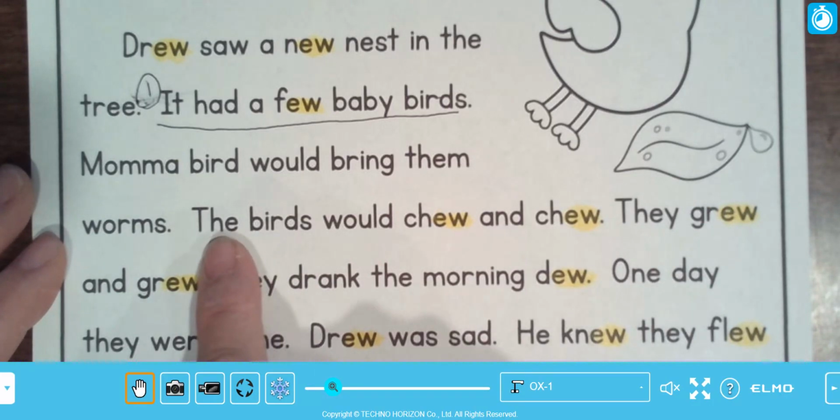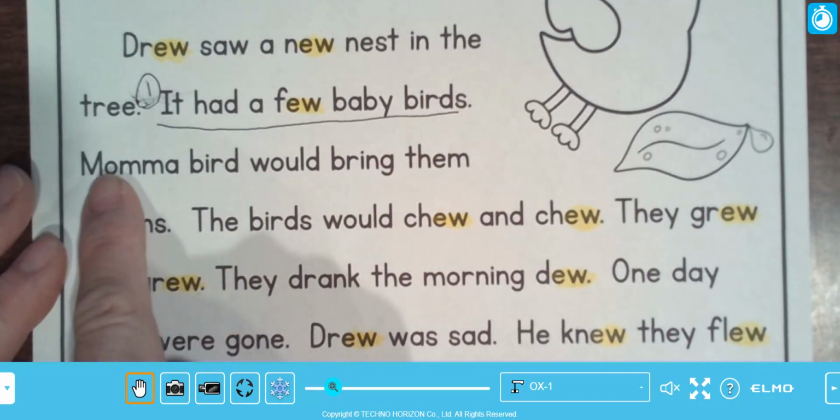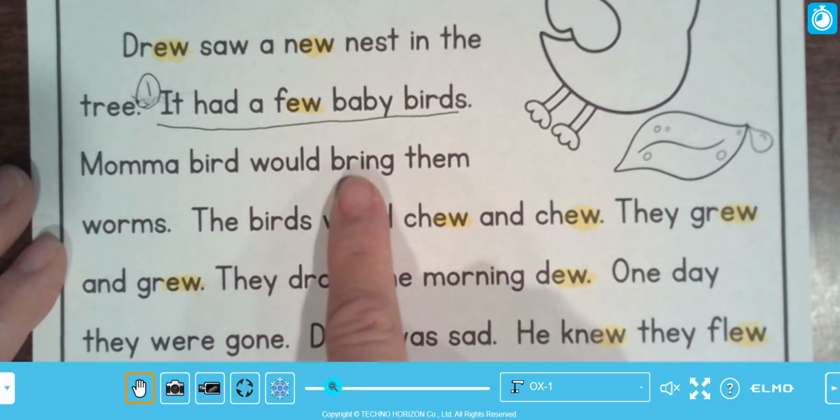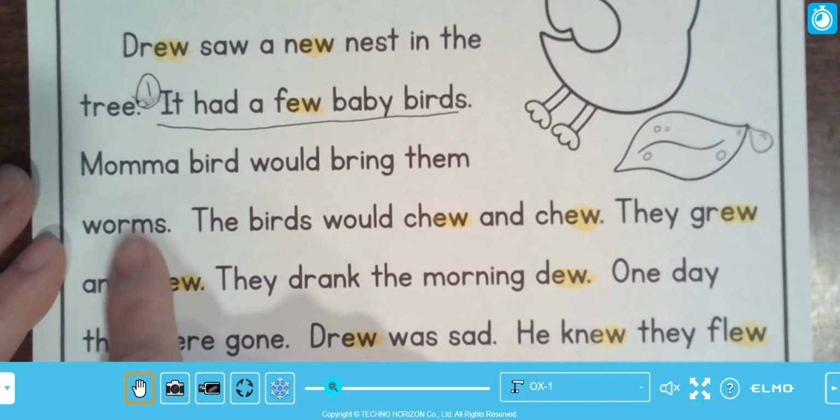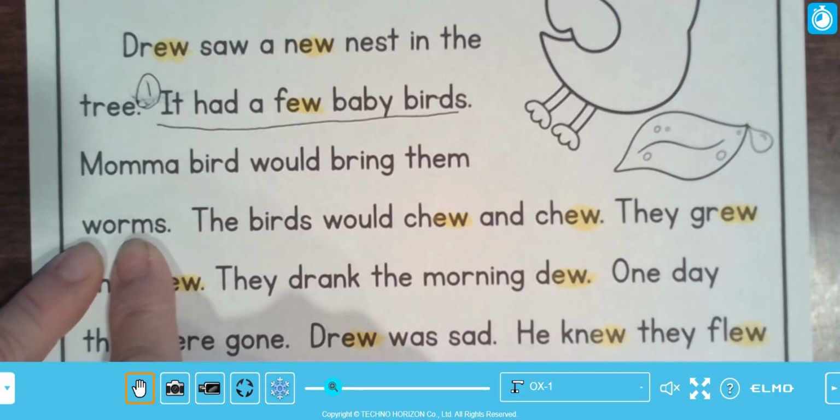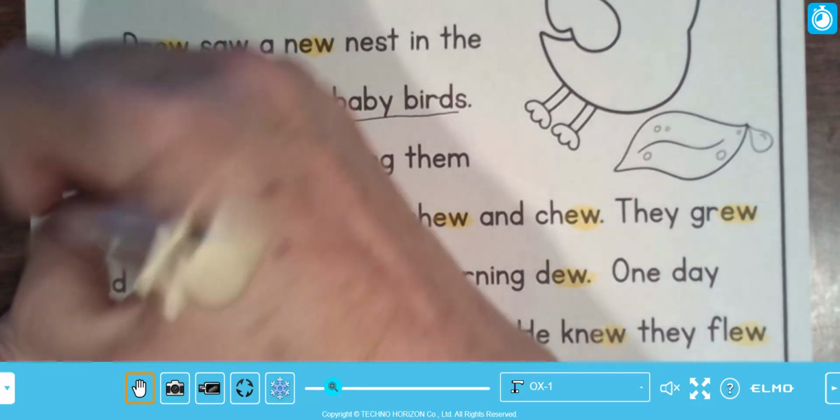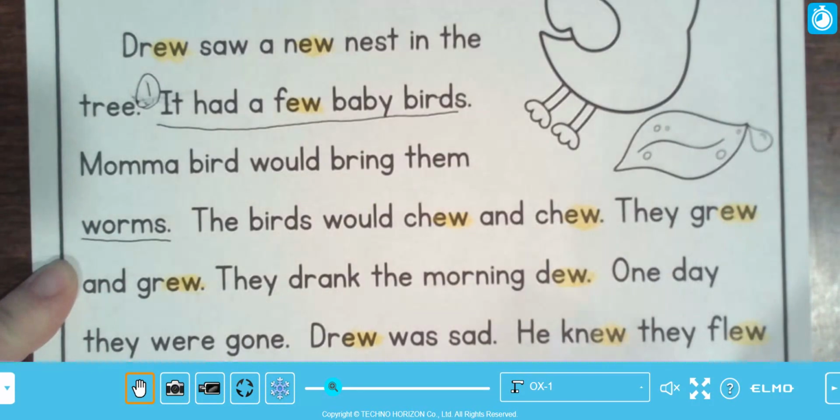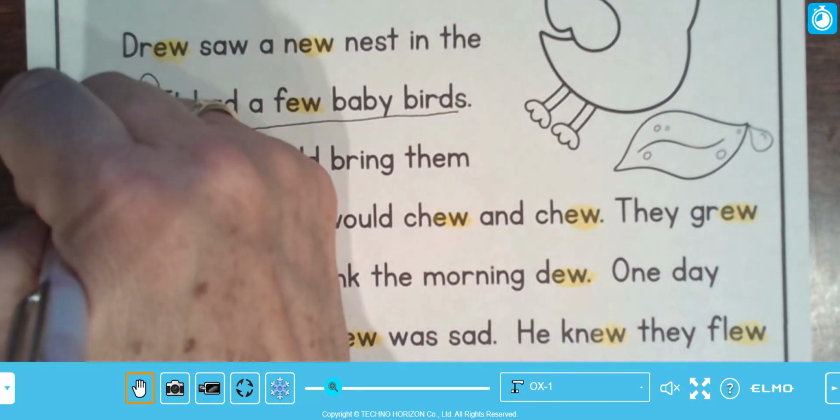So let's go to the sentence right before this one. Let's see if that one does it. Mama bird would bring them worms. Ah, there we go, worms. So let's underline it. And let's put number 2 on it because that's the answer to number 2.